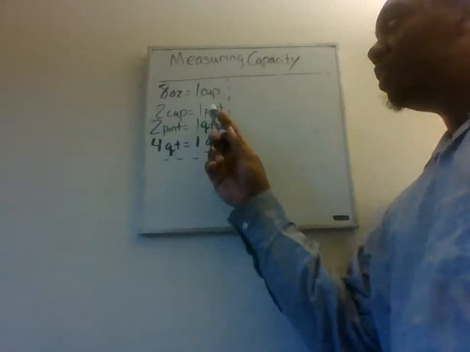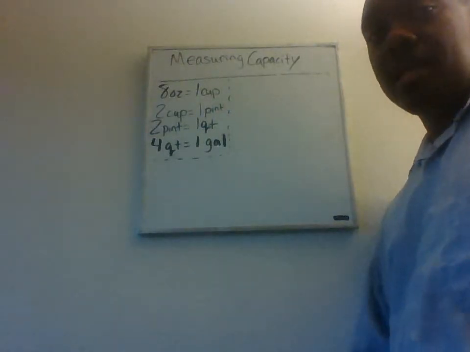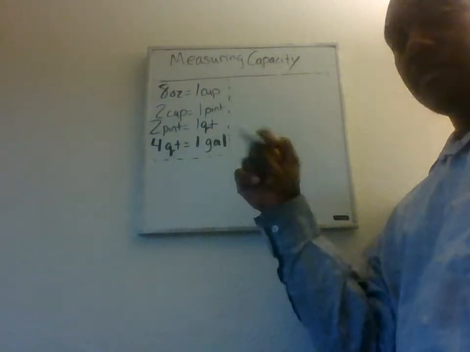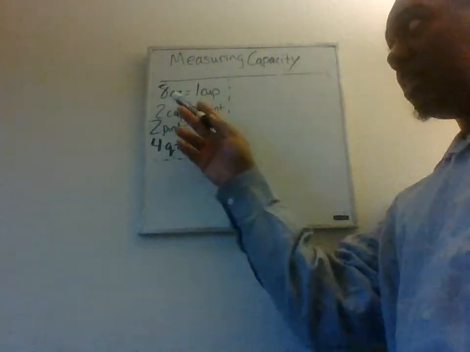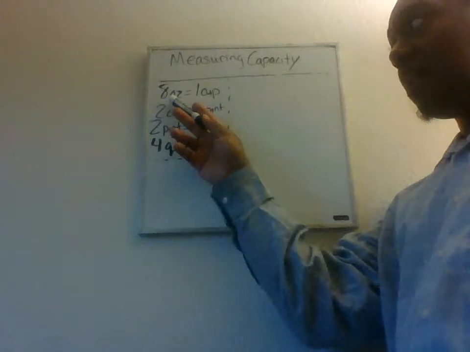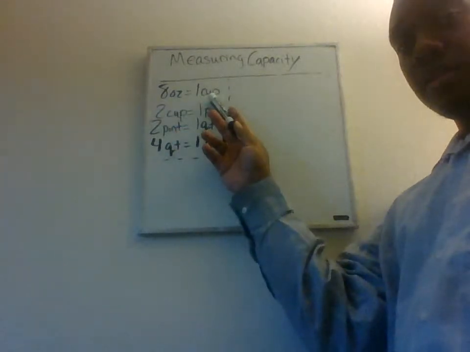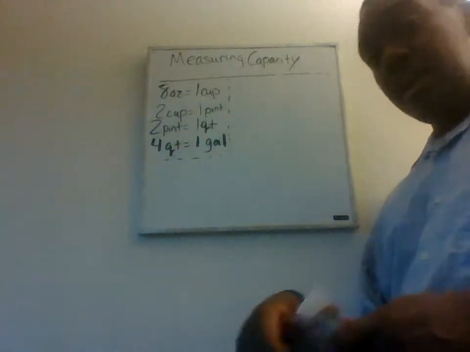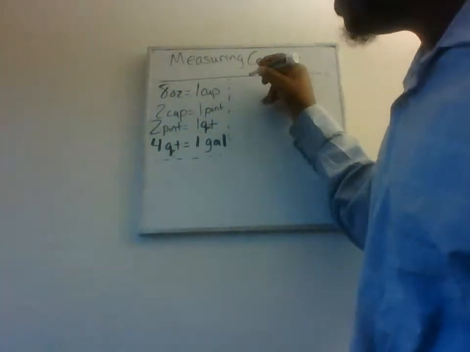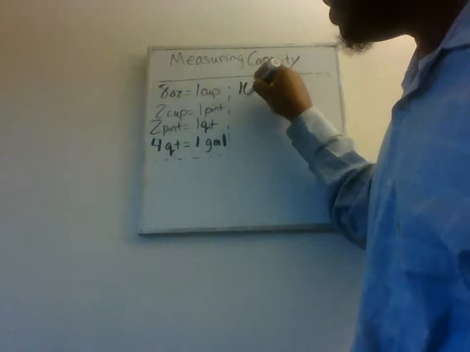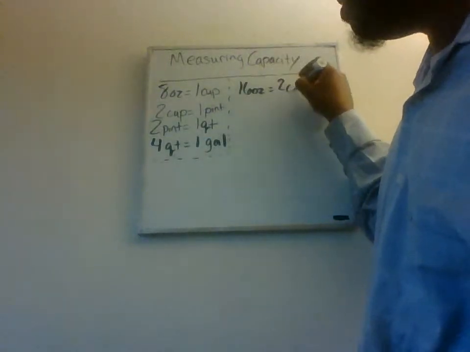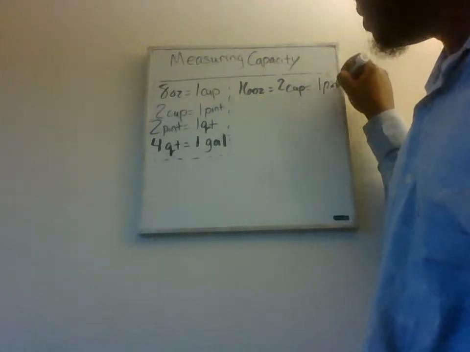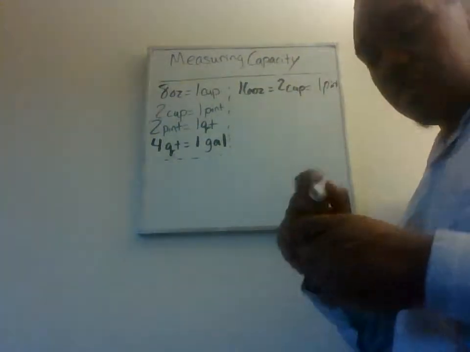If you were to take 1 pint, because 8 ounces equals 1 cup and 2 cups equals 1 pint, if you double the amount of ounces in a cup, you will get 2 cups, and it will be 16 ounces. All right? 8 ounces, if you double that, that will be 16 ounces, which will be 2 cups, which will equal 1 pint. Well, 16 ounces equals 1 pint.